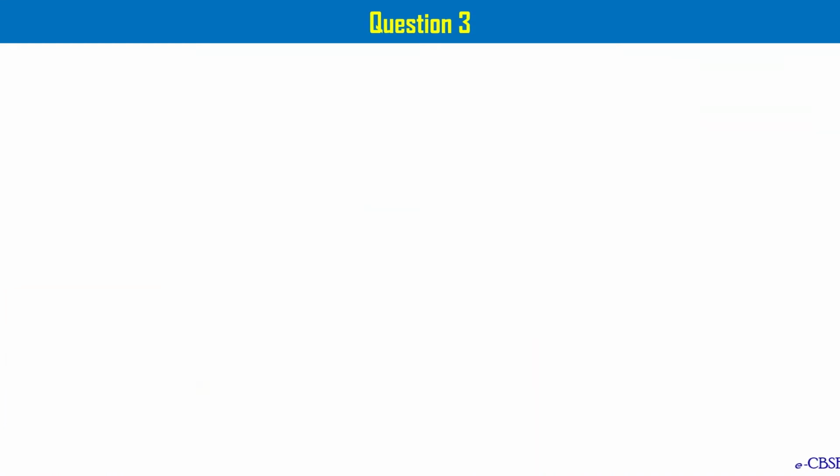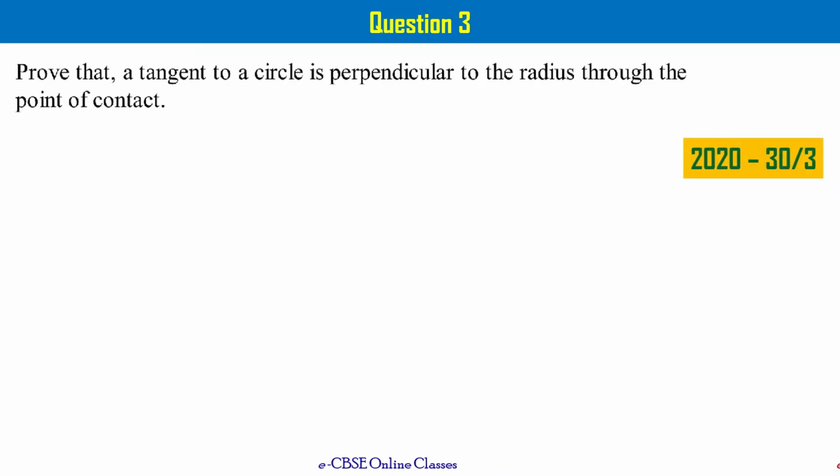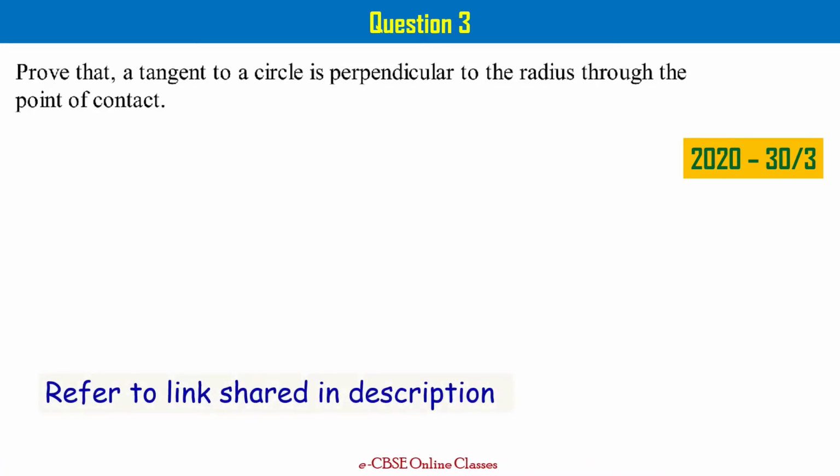That is question number 3. Prove that a tangent to a circle is perpendicular to the radius through the point of contact. This was in 2020, set number 3. I'm not going to prove this here because I have a separate video on this particular topic. I'll share the link in the description below. Please refer to the link shared in the description and understand how to prove it. Let's go to the next question.